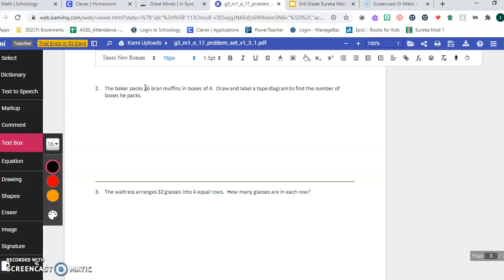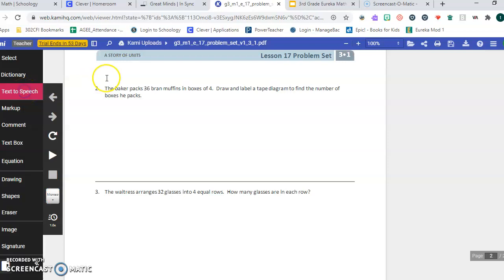I don't even have to really read the rest of the problem. They're giving me the total number of items, 36. They're giving me the size of the group. I bet you they're going to ask me for the number of groups, the number of boxes. Draw and label a tape diagram to find the number of boxes he packs. Okay. If you have trouble reading, don't forget you can use the text-to-speech feature. You can click on it and it will read it directly to you. And you got to be ready to stop it because it'll just keep reading and reading and reading until you click it again to stop it.